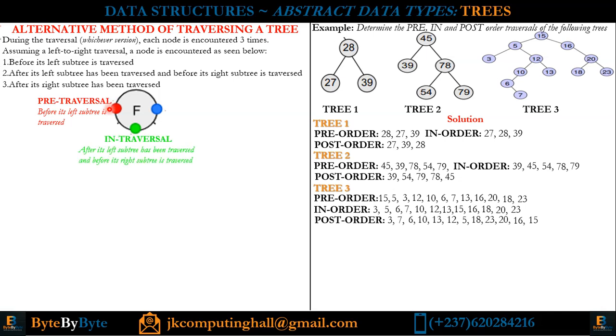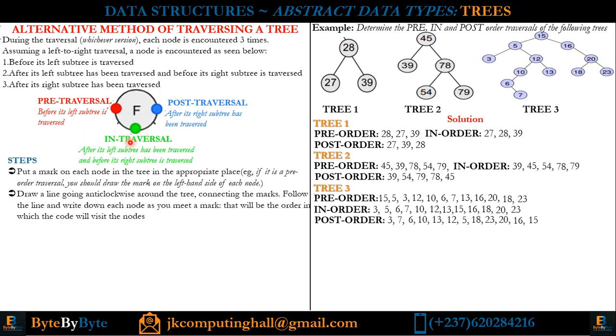Then we have the green, which is for the in-order traversal, after its left subtree has been traversed and before its right subtree is traversed. Remember, in order is left, root, right. And remember that before we arrive at the root in an in-order, I must first traverse the left before I traverse the right. And finally, we have the blue for the post-order, after the right subtree has been traversed. I know that the post-order is the only traversal where we pass through the right subtree before reaching the root. So these are the three different positions we are talking about.